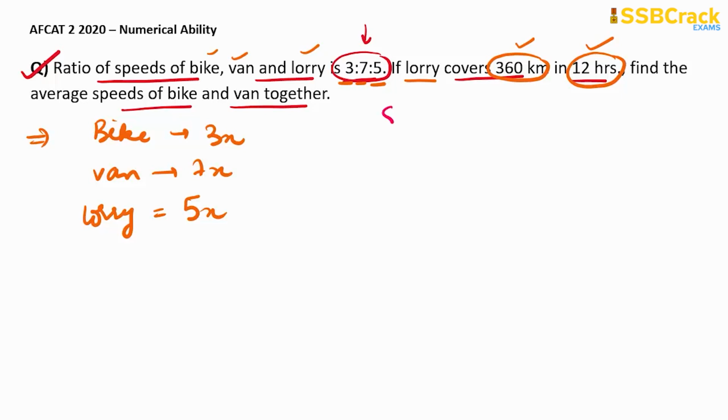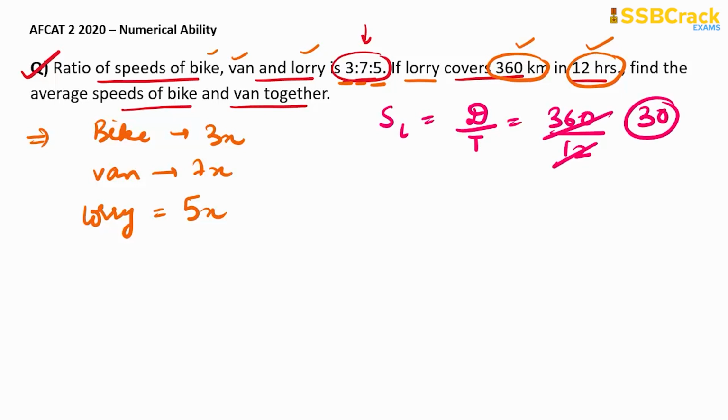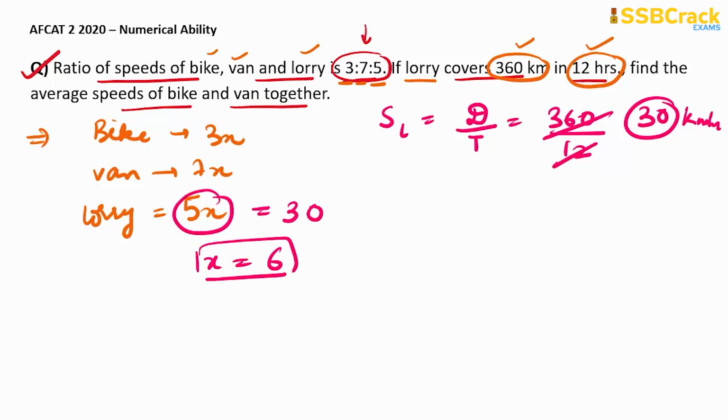So the speed of the lorry will be given by distance upon time. So it will be 360 by 12. 12 3s are 36. So it will be 30 kilometers per hour and it is equal to 5x. Right? So here 5x is equal to 30. This implies x is equal to 6. Right? So by putting this x in the speeds of bike and van, we can easily find their speeds also.